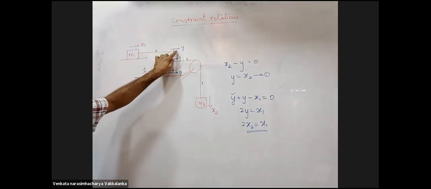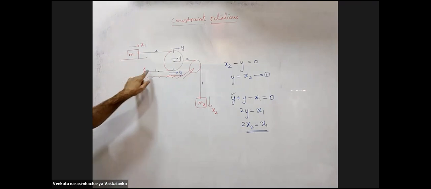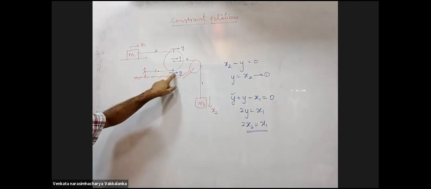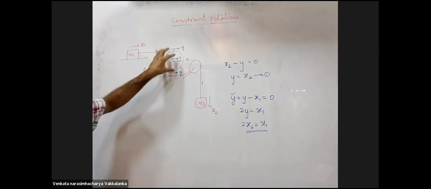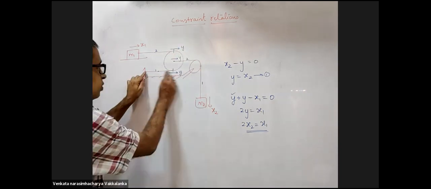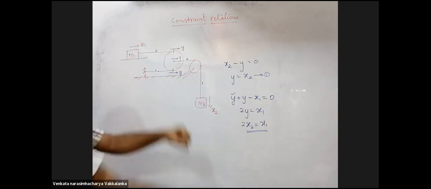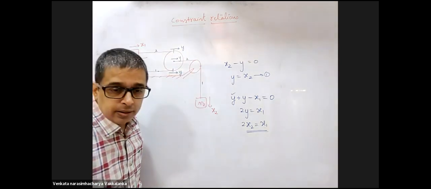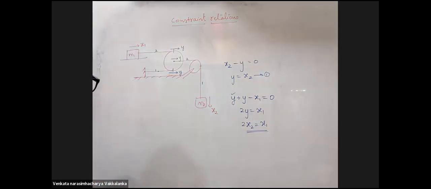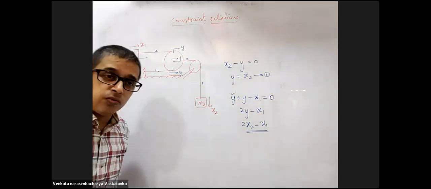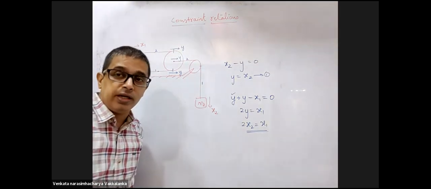You have to take the total length of this string and equate it to 0. That means you are missing this segment. This pulley goes ahead, this length increased by y. That is a part of that string only. You cannot take y is equal to x1. Total length of the string should remain constant. Length of one segment of the string, I cannot take it to be constant.